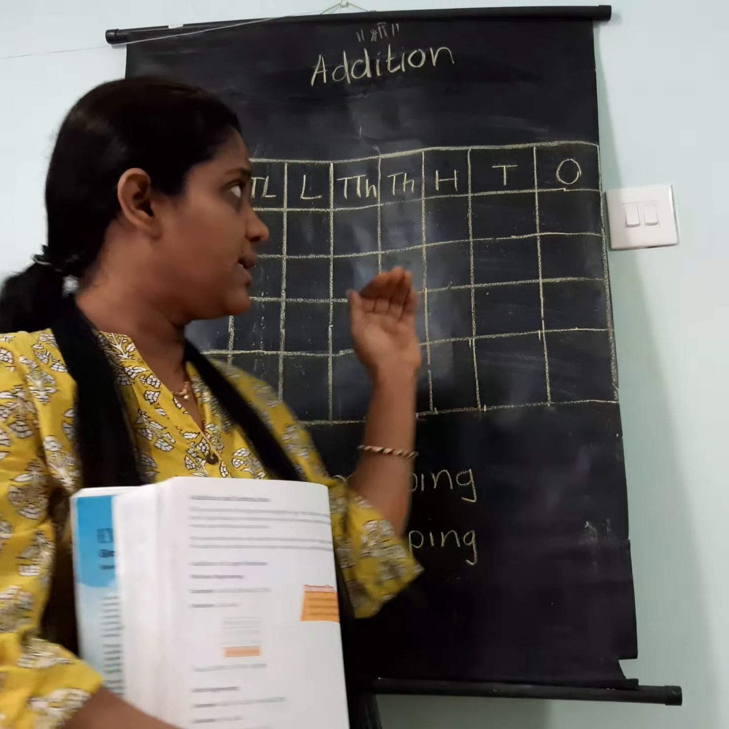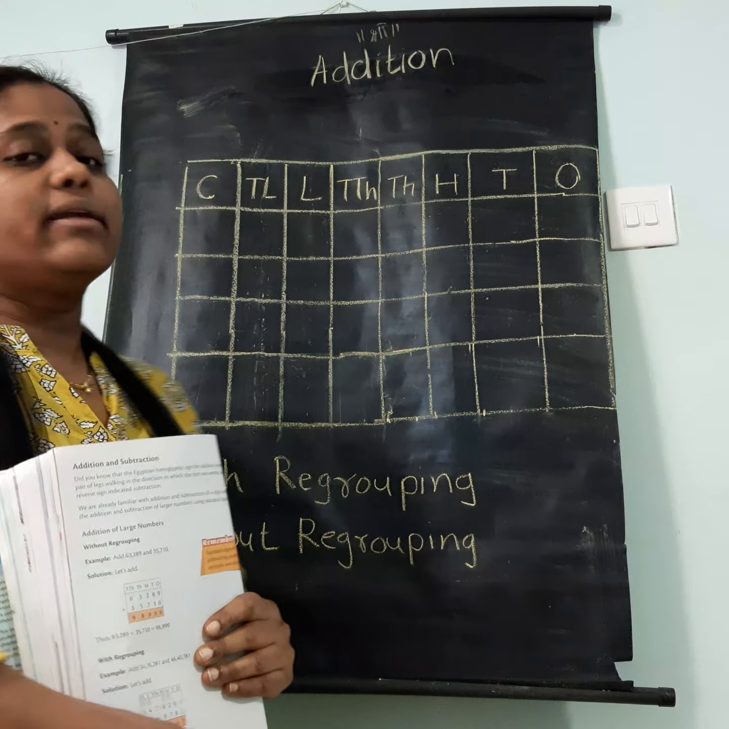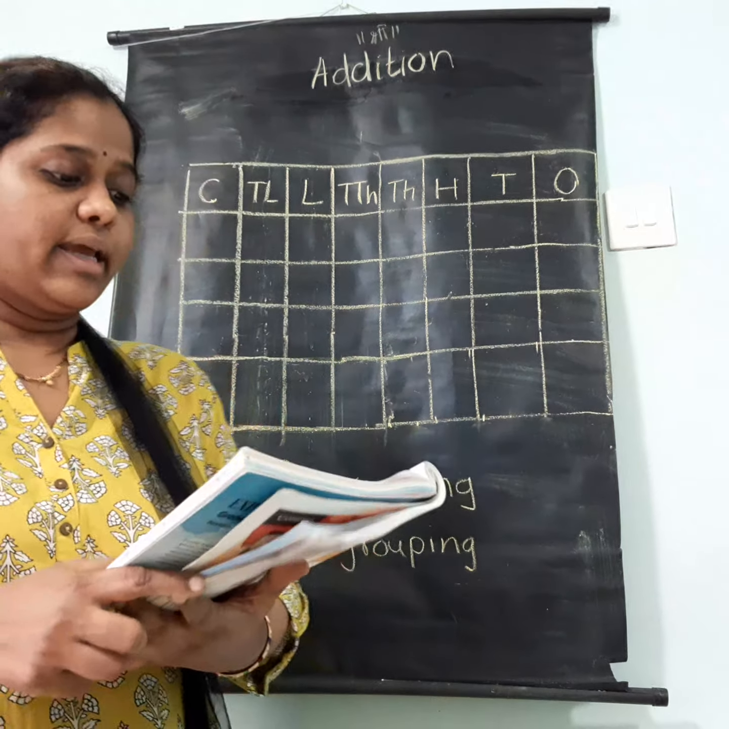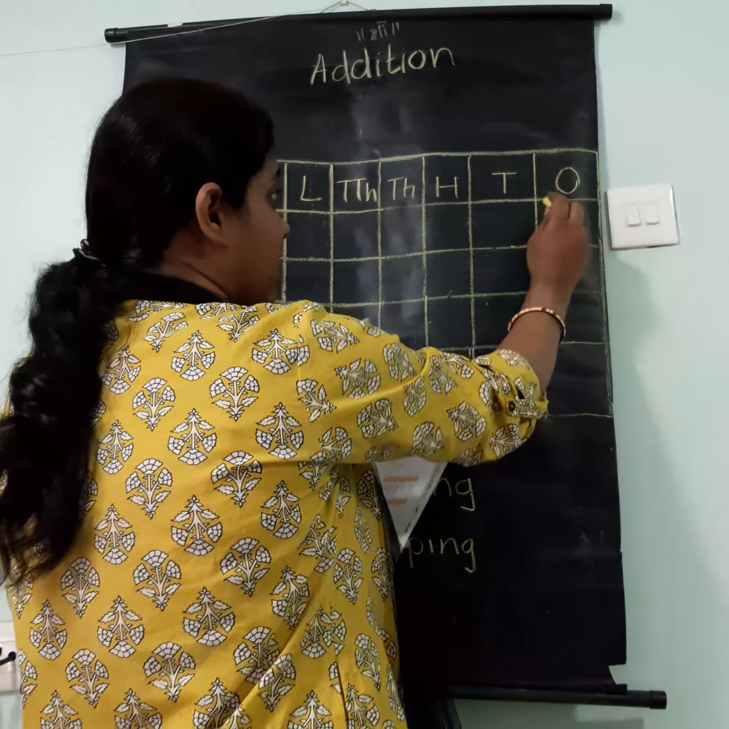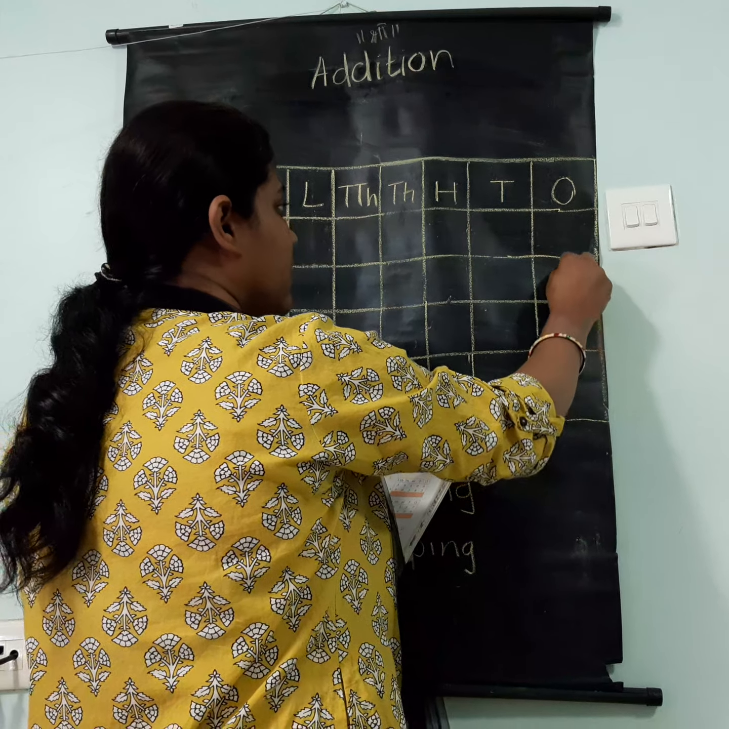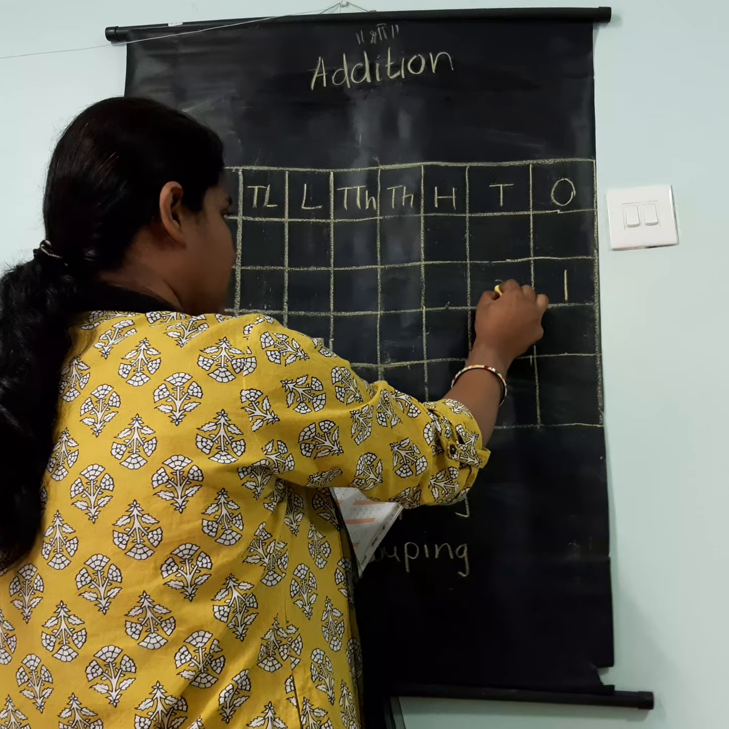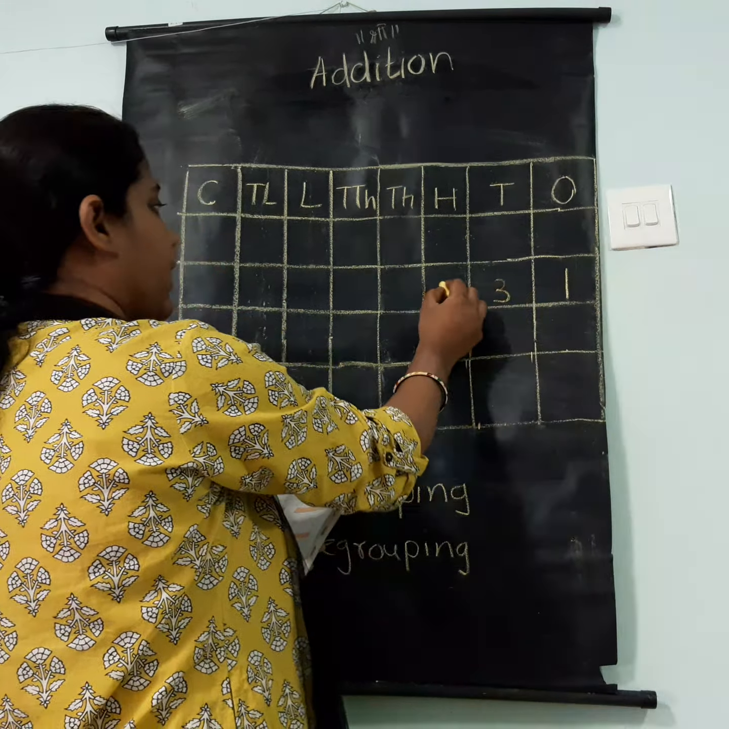After writing these place values, you will write the given sum. I'll take the example from the first sum. I will start writing from the ones place. That is 1, 3, 8, 8, 2, 4, 5, 0, 1, 7.